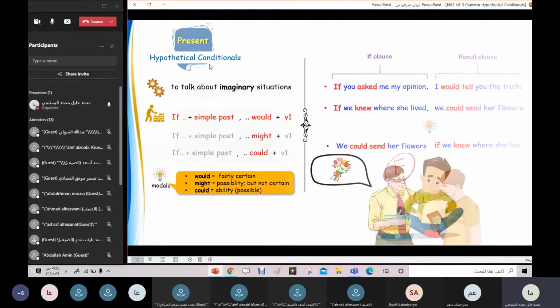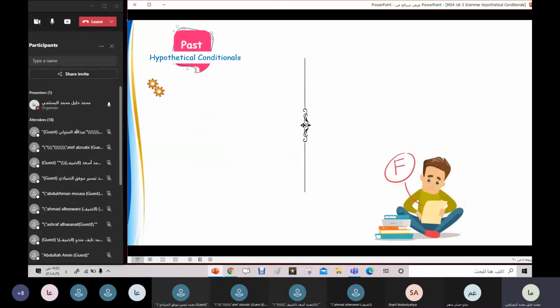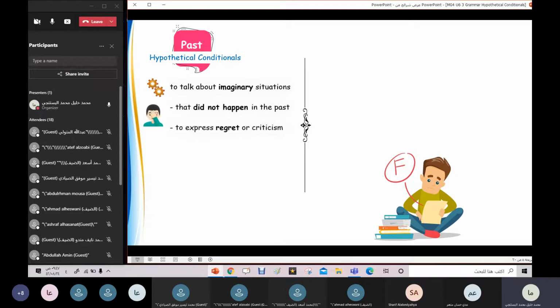Now, if you want to talk about past hypothetical conditions, it will be different. Here we talk about imaginary situations, things that didn't happen, and we wish that they had happened in the past. Also, we use it to express regret or criticism. Look at the example. Who can read the example?